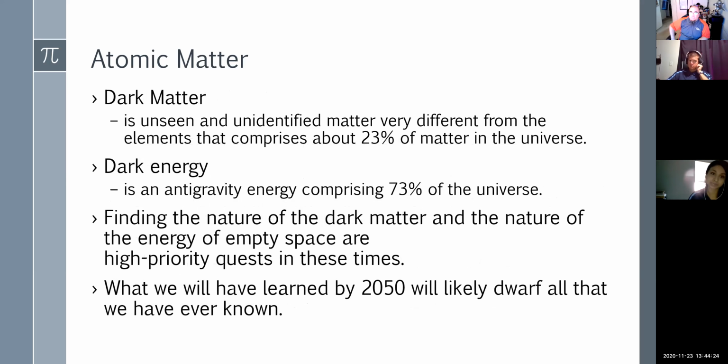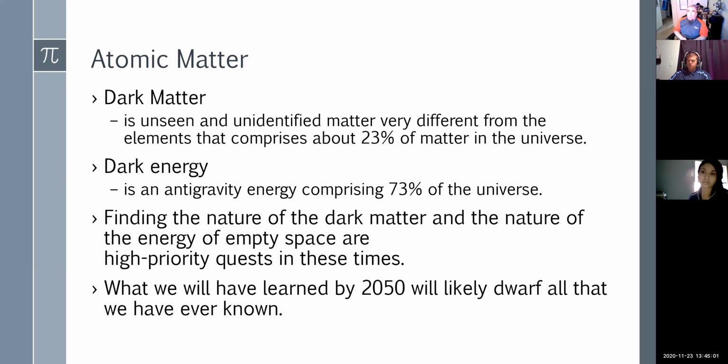Dark matter is unseen, unidentified matter that comprises about 23% of the universe. So we know that dark matter exists. We also know that dark energy exists, which is the anti-gravity effect of dark matter. So if gravity attracts, what is dark energy going to do? Repel, right? So some of the theory is that maybe dark energy itself is nothing more than a lot of antimatter gathered together. And that would make sense if matter and antimatter repel each other.